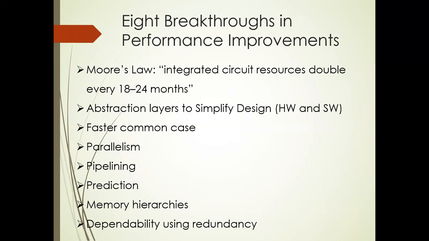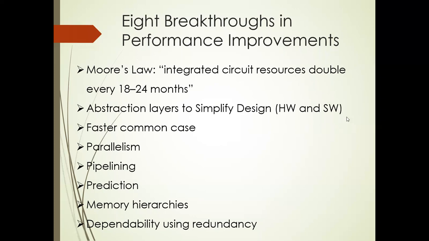So the eight breakthroughs which improve the performance. First of all, on the technology side, Moore's law predicted that the number of transistors will double every 18 to 24 months. This can be reflected in the improvement in the speed of the processor. The second factor is the abstraction layer, which has simplified the design of both the hardware and software parts.